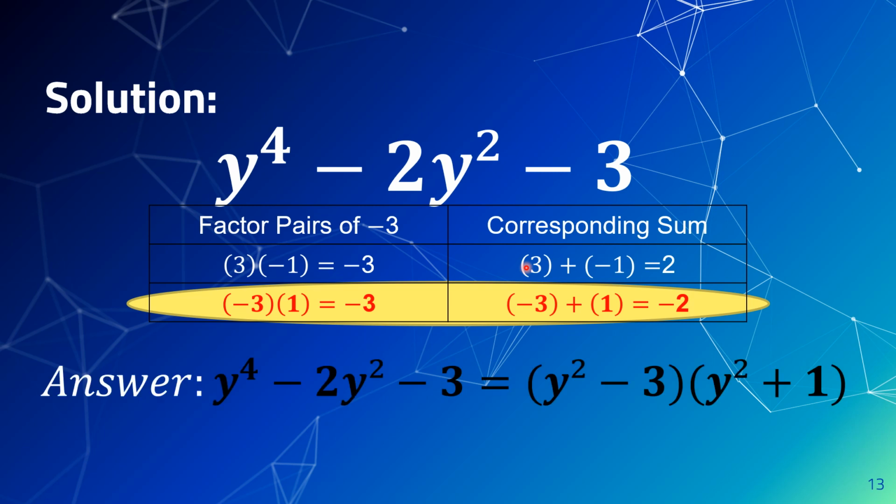Therefore, the factored form of y raised to 4 minus 2y squared minus 3 is equivalent to the quantity y squared minus 3 times the quantity y squared plus 1. Take note that here we have an exponent of 2 and here the exponent is 2 because the first term has an exponent of 4.